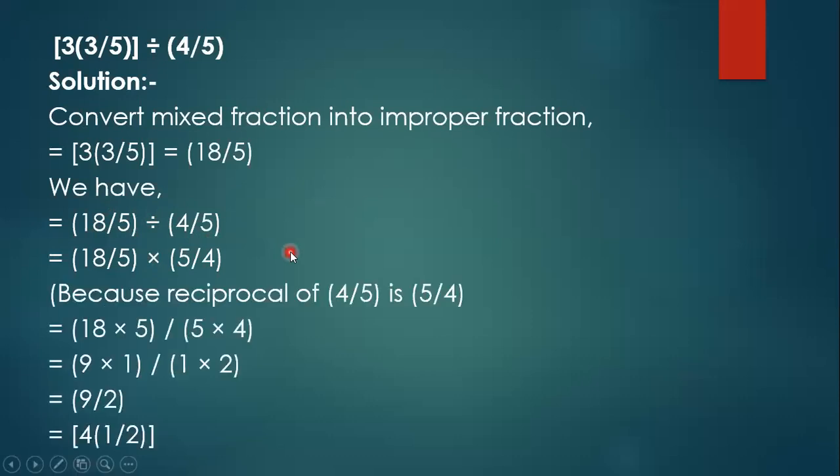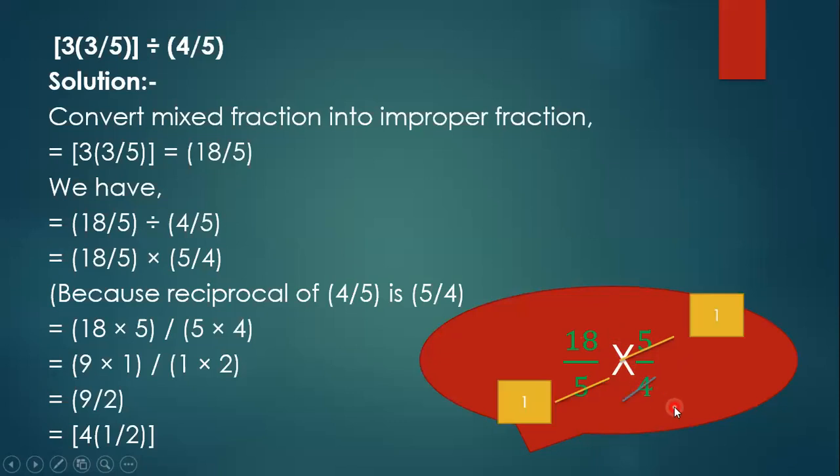So how will we multiply? See here, children, you can see that this 5 gets cancelled with this 5, right? In 4's table, 18 does not come, but in 2's table, 18 and 4 both are coming. So we'll write 4 will be 2 times and 18 would be 9 times. Getting my point? So in the numerator, what do we have? In the numerator, we have 9 multiplied by 1, which is 9. 1 multiplied by 2, which is 2 in the denominator.